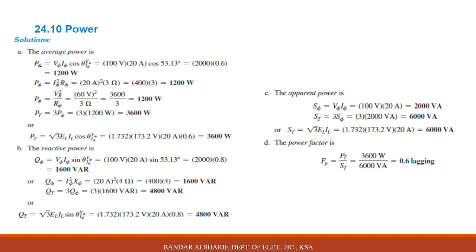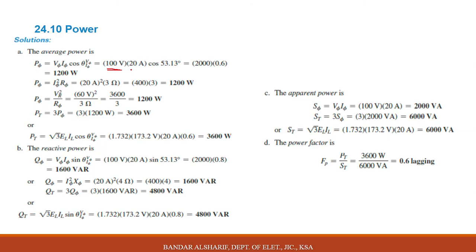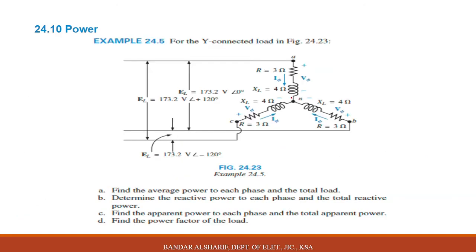We have different options to solve. As we mentioned before, either multiply V phase by I phase by cosine, and we have this information. From where did we get 100? It is not mentioned in the question, but the line voltage is mentioned, and this is a Y connection. Divide 173 by root 3, you will get 100 as a magnitude, and the current we got is 20 ampere. From where did we get 20 ampere? By dividing 100 by the total impedance.